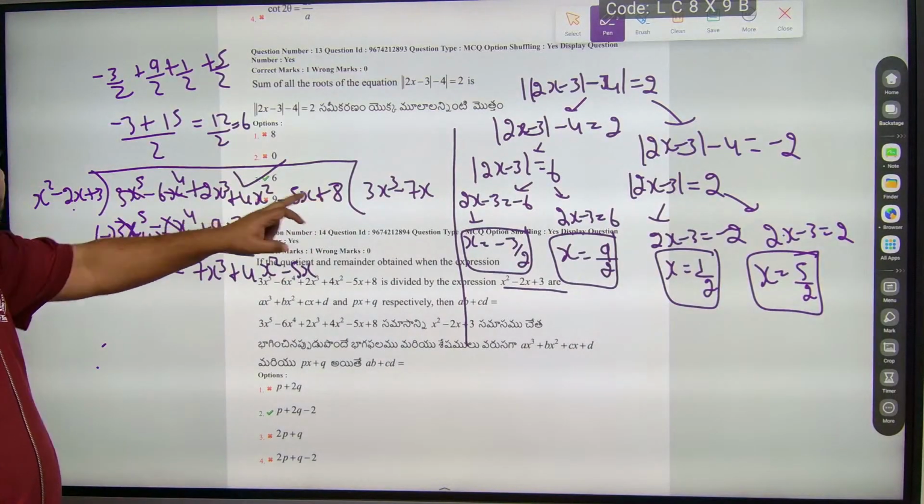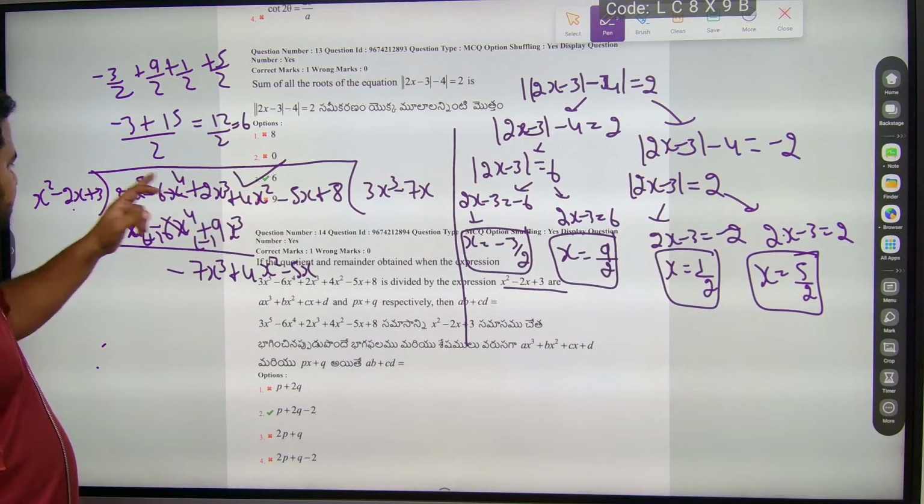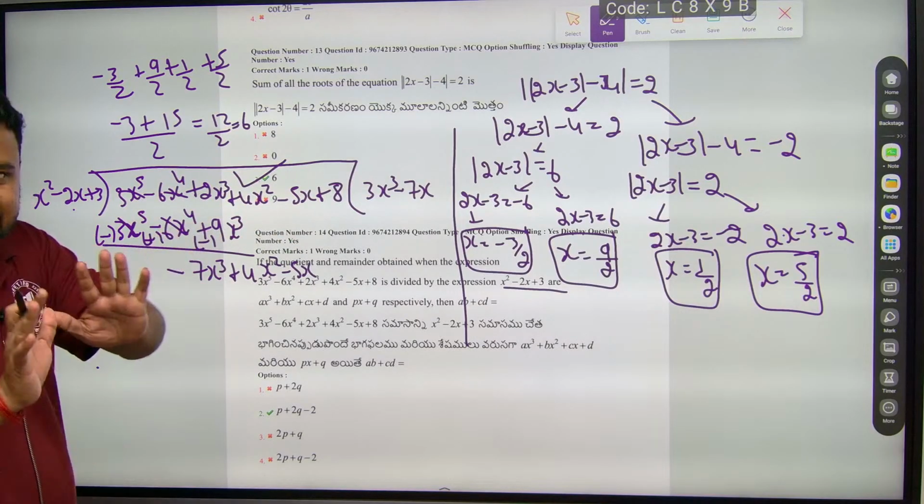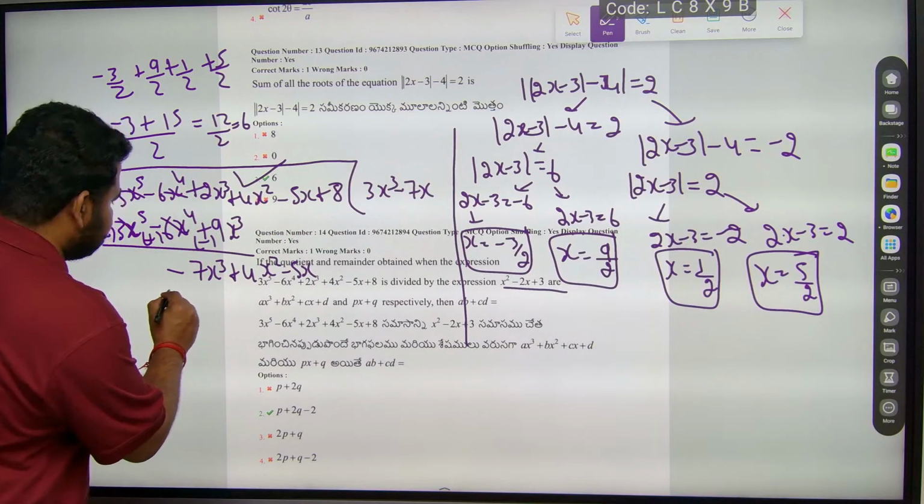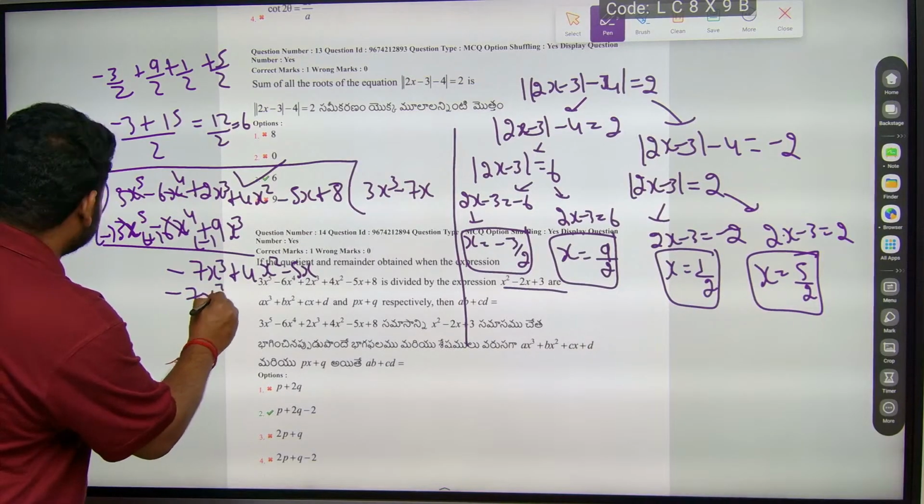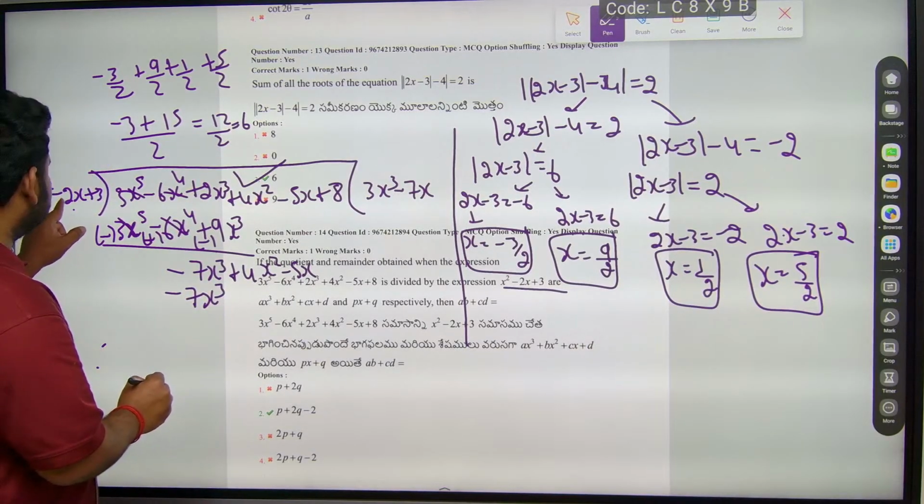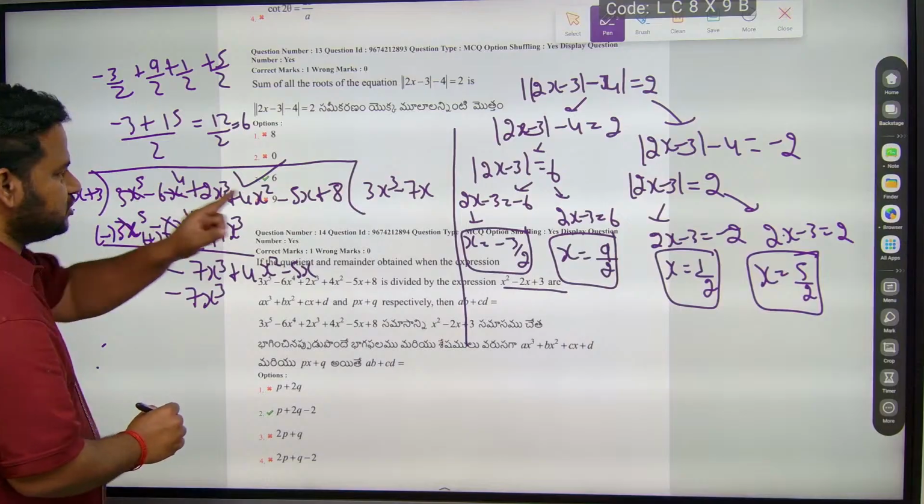So x square into 7 is 7x square, x into x is x cube, x square into x is x cube. So focus here, this will become minus 7x cube, minus 2 is there, minus 2x is this, sir, minus into minus is plus.